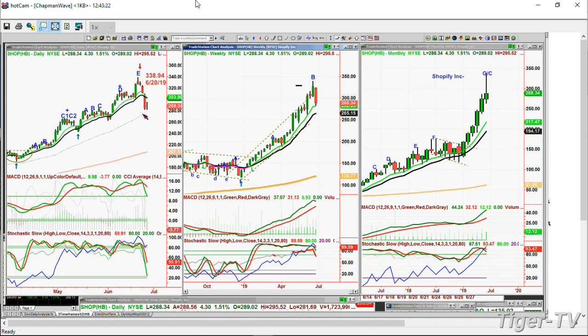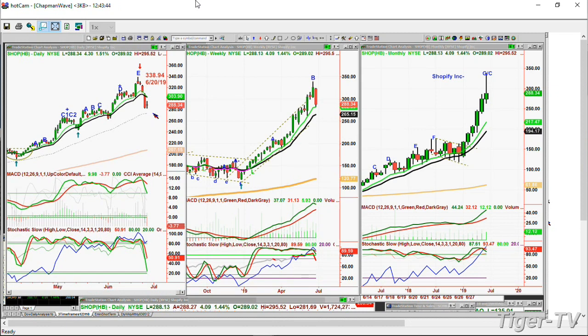And I would just say, so the question is, what about it? And the Chapman wave counts. So all I can say is that looking out, this is very positive. Looking in, shorter term, I would not be surprised if it has to do a little more testing, and that 50-period moving average right there is at 273. So after such a big move in the weekly chart, I would not be surprised.